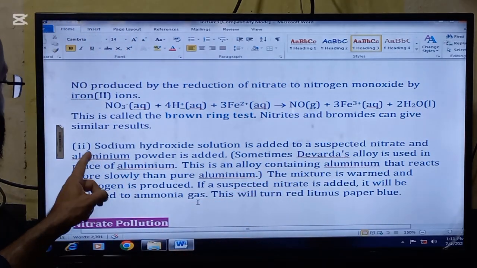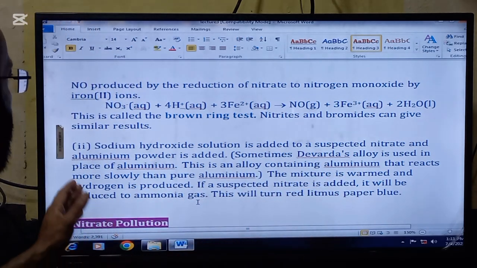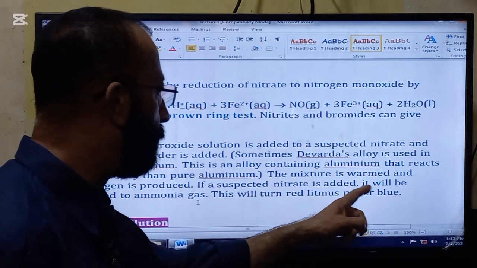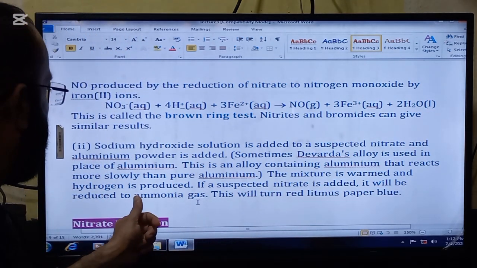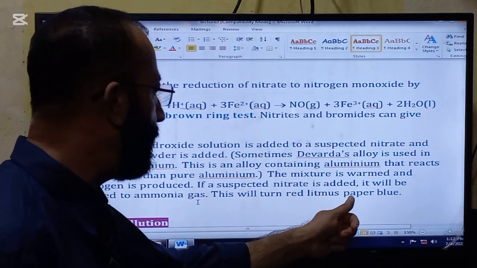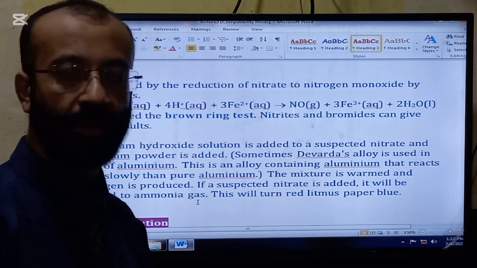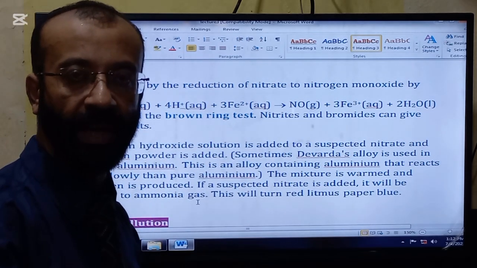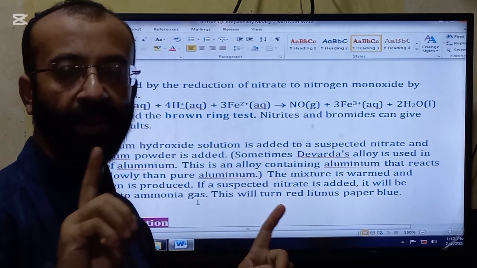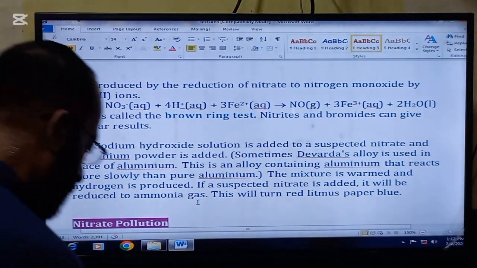So look now again, sodium hydroxide will be added to the suspected nitrate and aluminium powder is added. The mixture is warmed and hydrogen gas is produced. If a suspected nitrate is added, it will be reduced to ammonia gas. Then we will put red litmus paper into the jar. If it turns blue, this will be the sign that nitrate is present. So this is the second test.